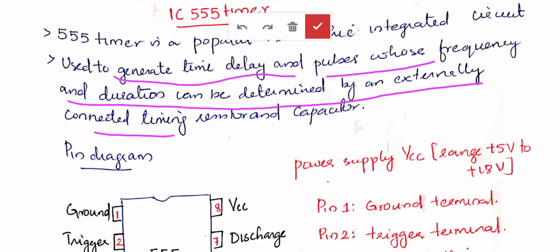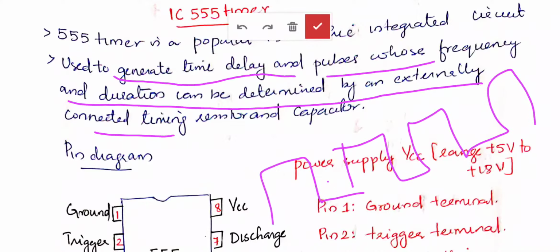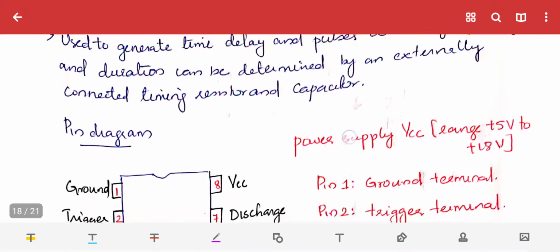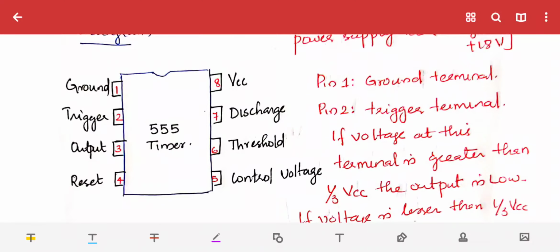So a 555 timer is an IC which is used to produce certain time delays or some pulses, square pulses or something like that, whose frequency and duration can be determined by the externally connected resistor and capacitor. So this IC is an 8-pin IC. This 555 timer is an 8-pin IC.